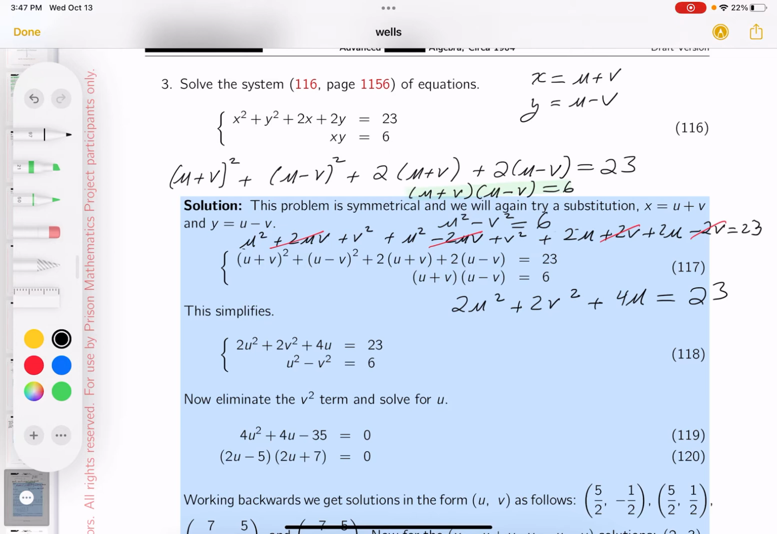You still have a bunch of letters in the problem. At least they're getting smaller. And what else do you get? You get u squared minus v squared is equal to 6. So I'm at this level of the game now. Now I'm looking at this thing over here, and I'm wondering what to do with that. Let's take a look here.